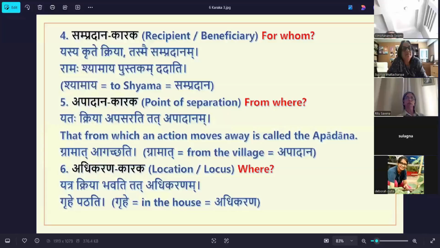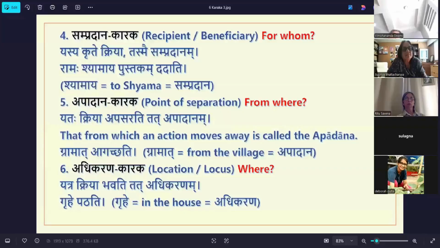Now, fifth, Apadana Karaka. Apadana means point of separation. See how the prefix changes the meaning. This Dana is the same. Dana, Pradana, Sampradana, then Apadana means completely changed. Here it means separation. Apadana Karaka means point of separation. This is the fifth one. So if you want to know where to put the fifth case ending, you ask the question, from where?